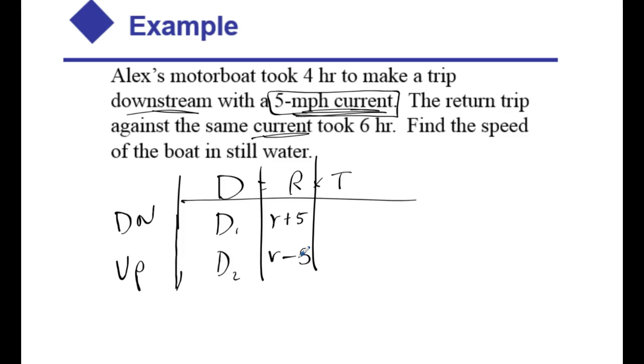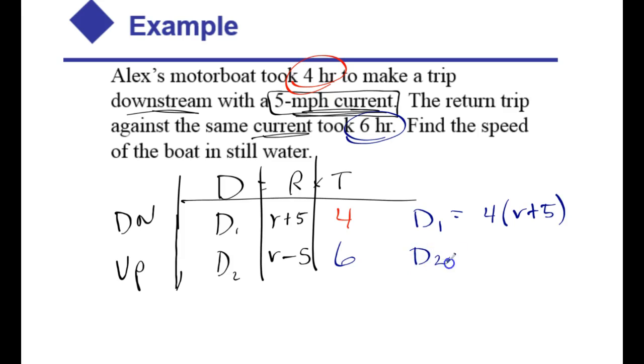And they give me some times here. The time that it takes to head downstream is only 4 hours, and the time to head back upstream is 6 hours. So again, I should know that if distance equals rate times time, then distance 1 is 4 times r plus 5. Distance 2 is 6 times r minus 5, and I know that d1 equals d2.